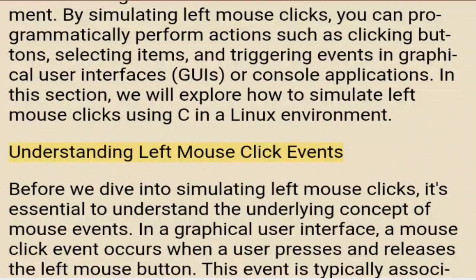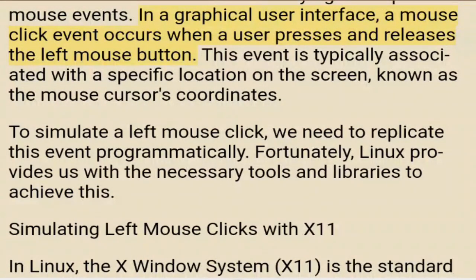Understanding left mouse click events. Before we dive into simulating left mouse clicks, it's essential to understand the underlying concept of mouse events. In a graphical user interface, a mouse click event occurs when a user presses and releases the left mouse button. This event is typically associated with a specific location on the screen, known as the mouse cursor's coordinates. To simulate a left mouse click, we need to replicate this event programmatically. Fortunately, Linux provides us with the necessary tools and libraries to achieve this.